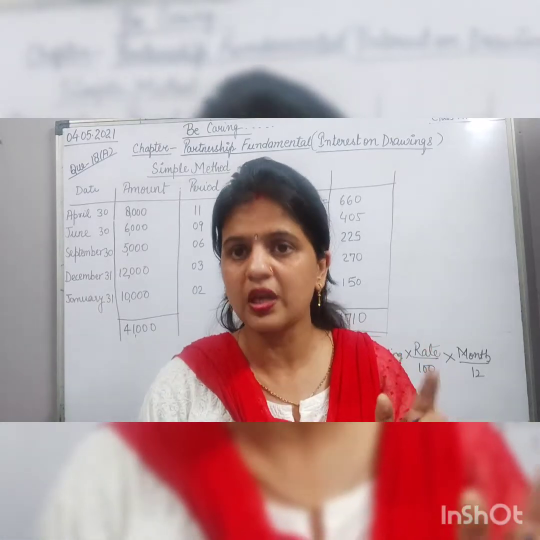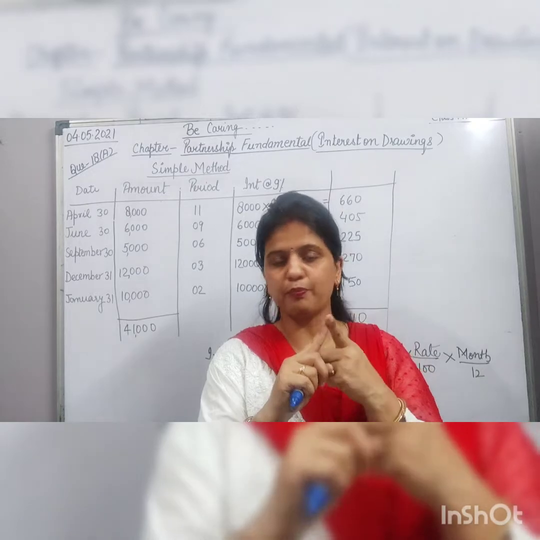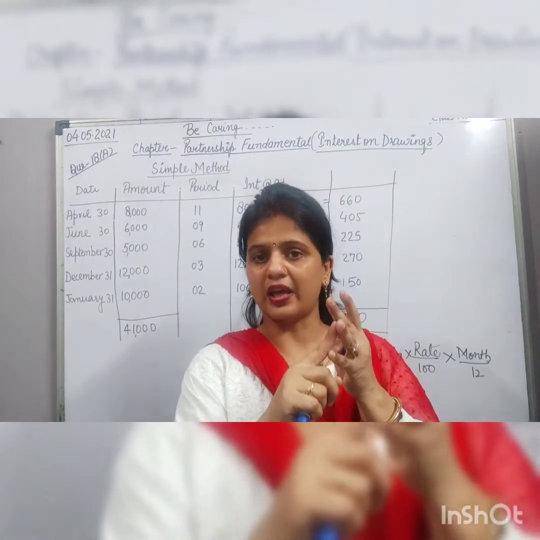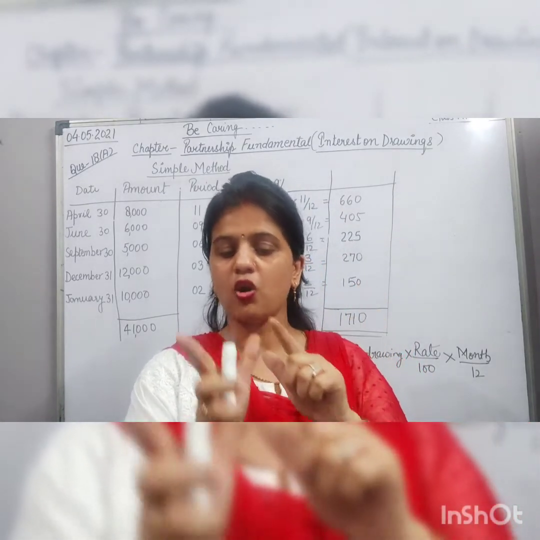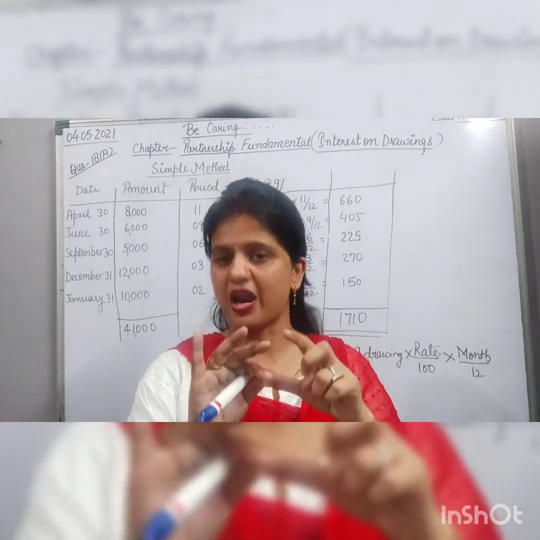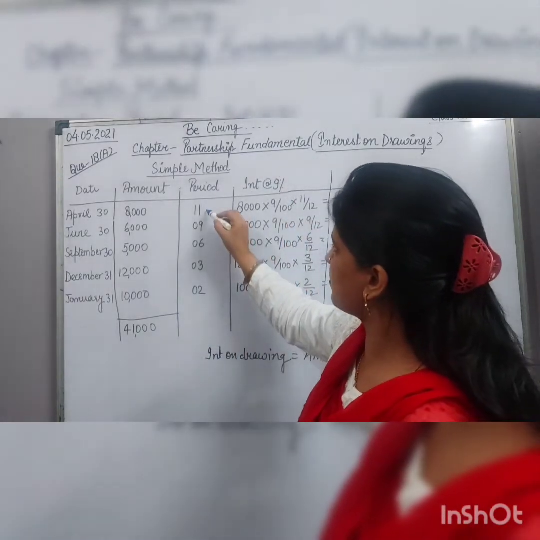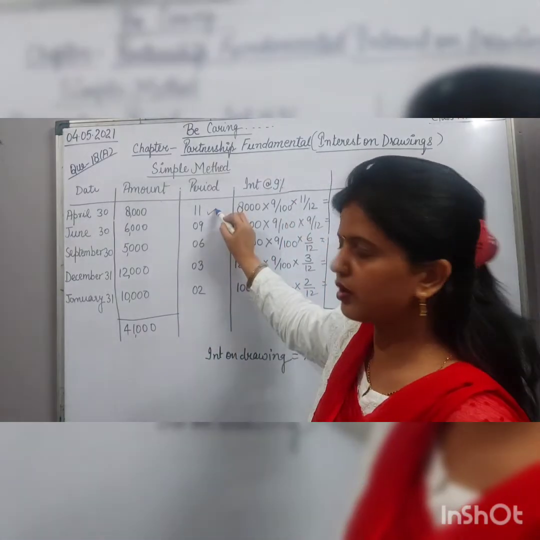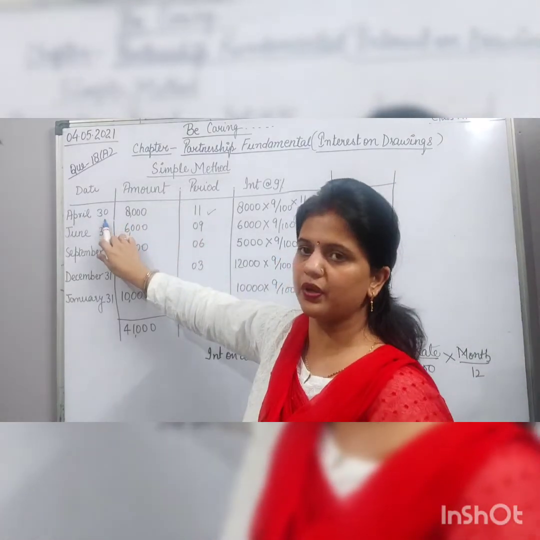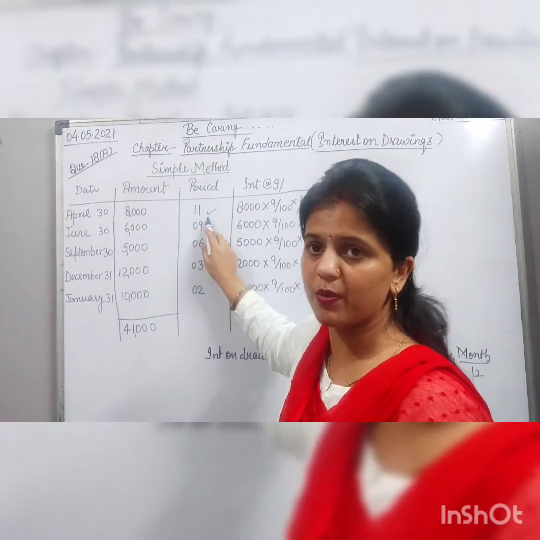April 30 is closed. Then we have to calculate from 1st of May. 1st of May, June, July, August, September, October, November, December, January, February, March. 11 months. Okay, 11 months, so period will be 11. Okay, from 30th of April till 31st March, the period will be 11 months.